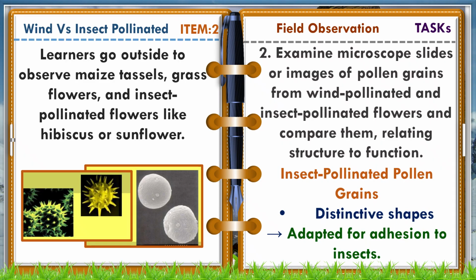They have a distinctive shape. As you can see, their shape is very distinctive. Why are they like that? They are adapted for adhesion to insect. Their shape is really very funny. It is a distinctive shape, but it is an adaptation for attachment onto the body of the insect.